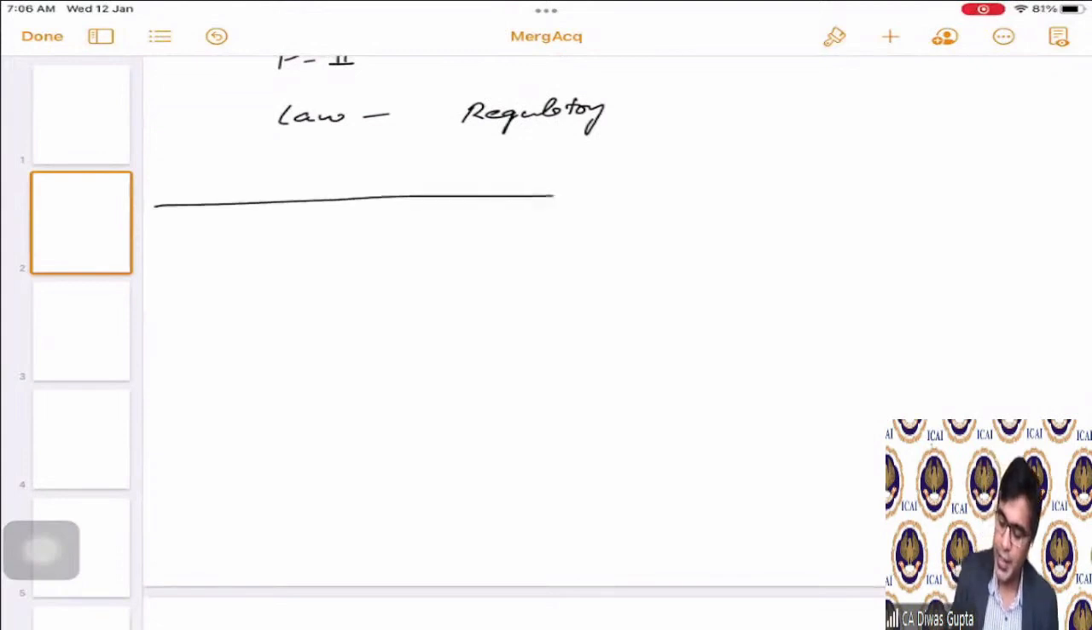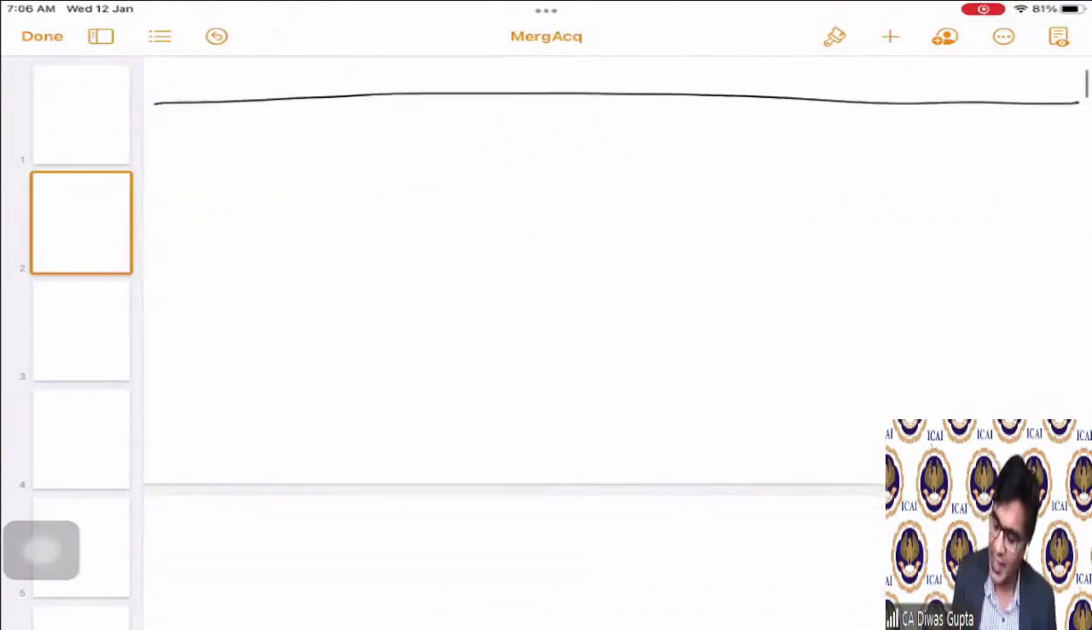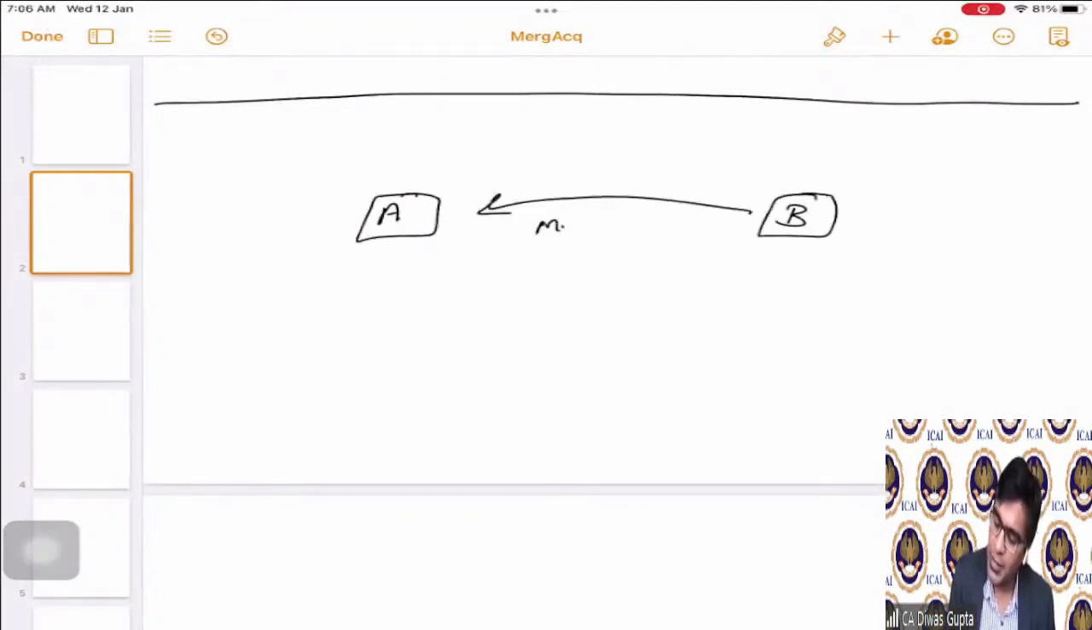So now, students, I will take the most relevant case from the above, which is the first case. Okay, we will take that case and we will elaborate it further. So we said that A and B are two separate companies. B merges into A Limited. Okay, and B gets dissolved.